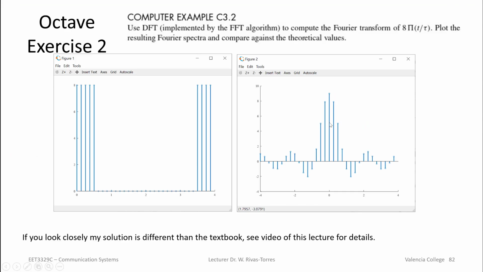All right, this is another example from the book. They want to use a DFT implemented by the FFT to compute the Fourier transform of eight times the pulse function, right? And then we want to plot the resulting spectra and compare against theoretical values. Now, if you look at the book and you look at my results, they're different, right? And the big difference is I did not take care of the discontinuity in the same way the book does.